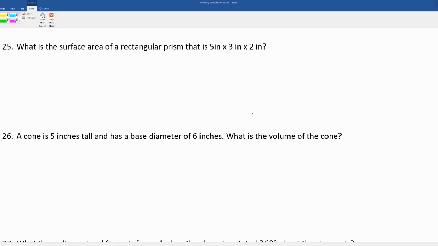All right, number 25. What is the surface area for a rectangular prism that is 5 inches by 3 inches by 2 inches? Okay, so surface area. Remember, for surface area, you have a net. I know we did this with the fish tank project, but let me see if I could draw the net real quick just for you guys to see it.